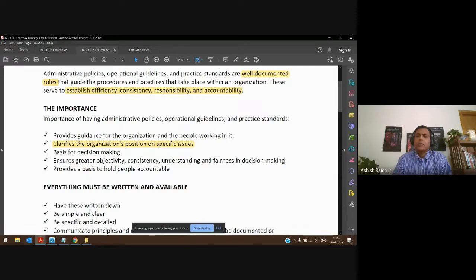So people know, look, we are not making these decisions out of partiality or favoring somebody. No, it is a level playing field. We are being fair to everybody. We have a policy, and we're making a decision based on that policy. So it's equal to everybody. Nobody's exempt. So there's fairness, there's understanding, and we can hold people accountable to those things.